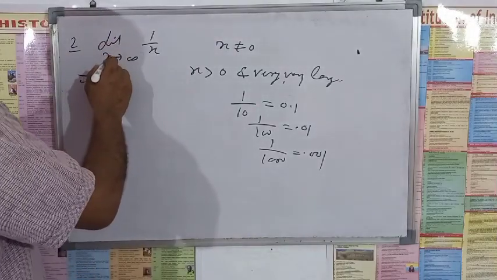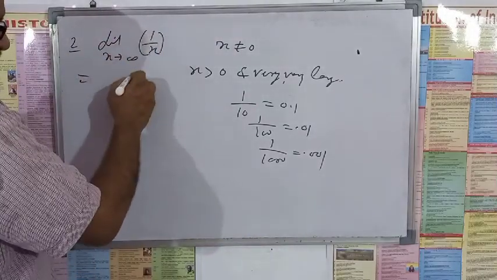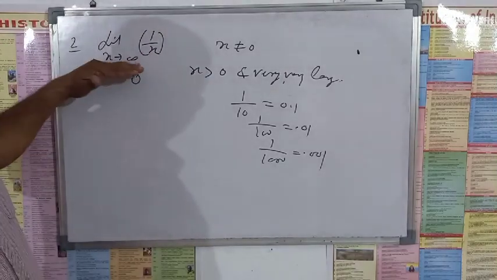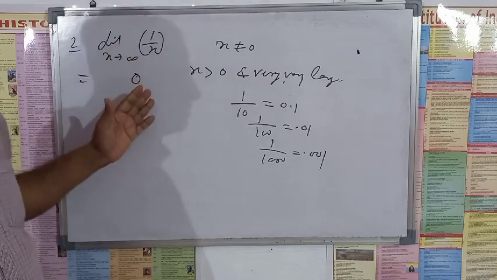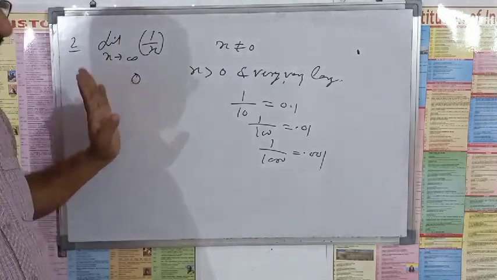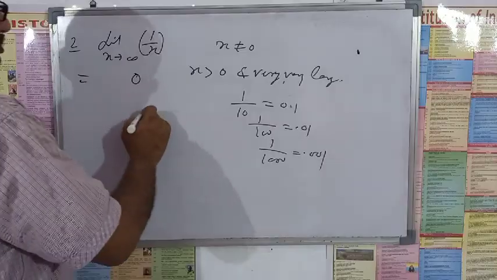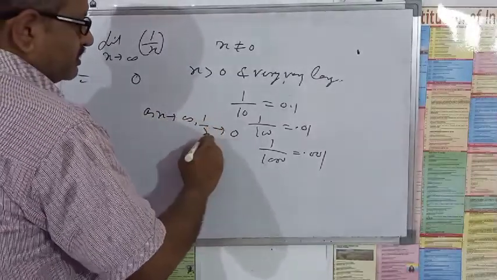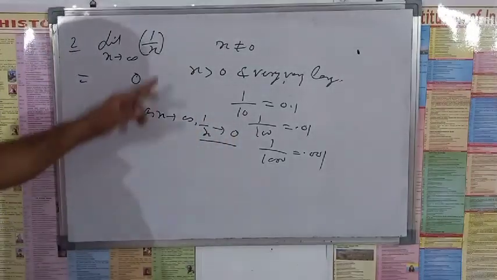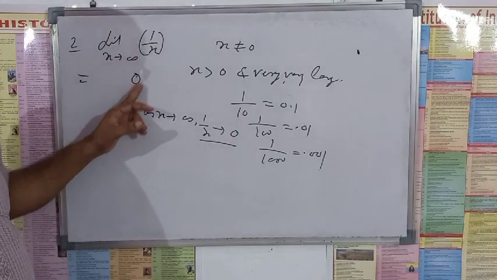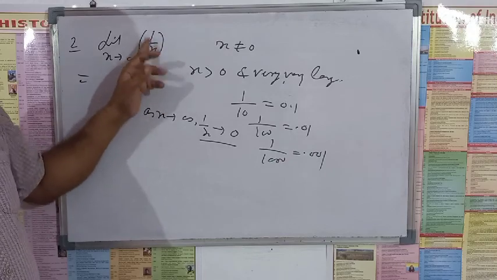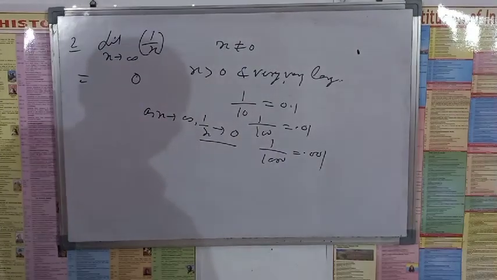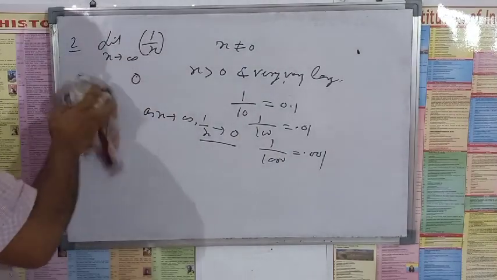So the limit of 1 by x as x tends to infinity will be 0. x is positive and very, very large, so 1 by x will be very, very small. So as x tends towards infinity, 1 by x tends towards 0. Means if the denominator is infinity, 1 by x tends towards 0. Let us see some more results of limits.